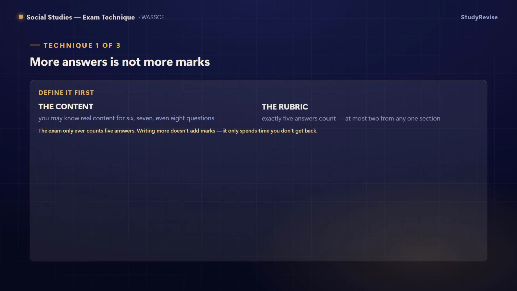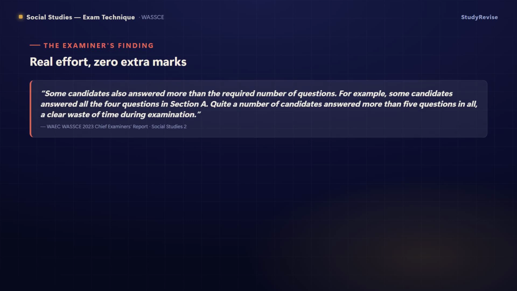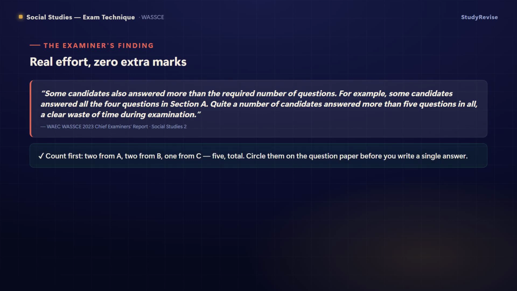Technique 1. Read the rubric before you write a single word. WAEC's own report is almost gentle about this, and that is exactly what makes it easy to miss. Some candidates answered all 4 Section A questions, when the paper only ever counts 2. Quite a number answered more than 5 questions in total across the whole paper. Every one of those extra answers was real, honest effort. Every one of them earned exactly 0 additional marks.